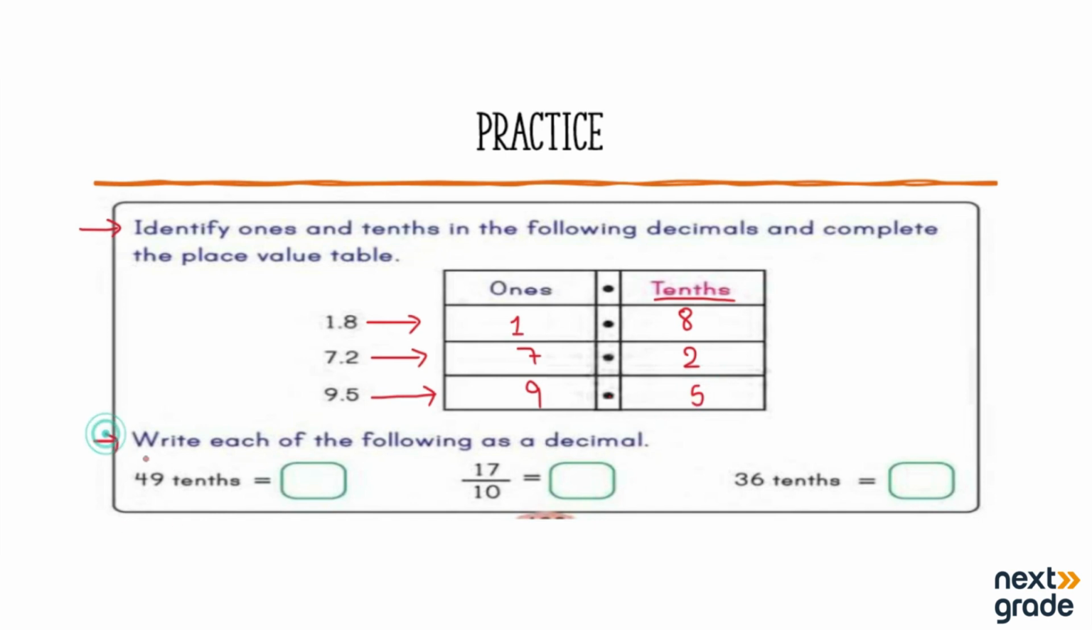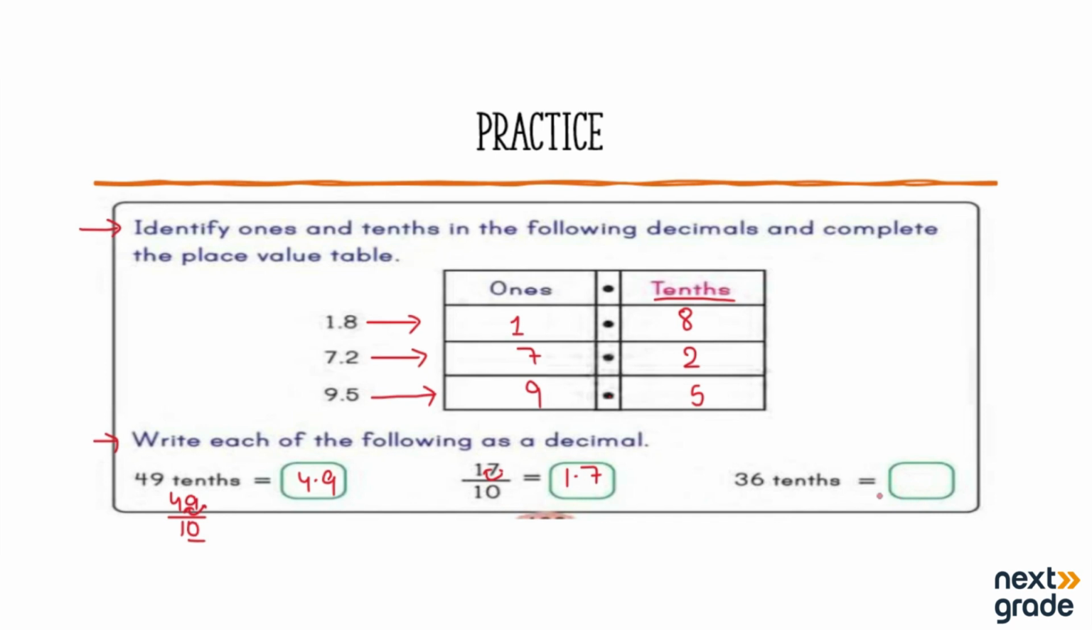Okay, so the next question says write each of the following as a decimal. 49 tenths. 49 tenths mean 49 over 10. Remember, I told you if there's one 0, you're gonna just put a decimal over here on the right side of the whole number and you're gonna move one digit to the left. So this will be 4.9. Similarly, we have 17 over here, and if we convert the 17 into decimal, it will be 1.7. We moved one digit to the left, right?